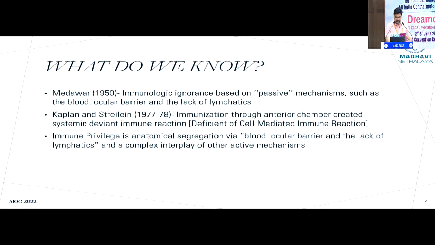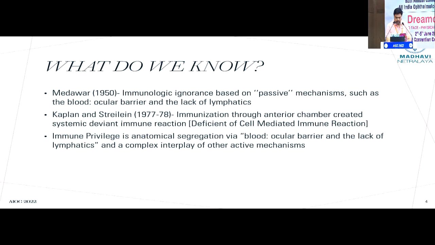First described in 1950, Medawar described immunologic ignorance to be based on passive mechanisms such as the blood-ocular barrier and the lack of lymphatics. Kaplan and Streilein in '78 described that immunization through the anterior chamber created a systemic deviant immune reaction. That is, when any pathogen or allergen from the eye goes into the systemic circulation, there are no antibodies formed against it. That is the immune deviation that happens.